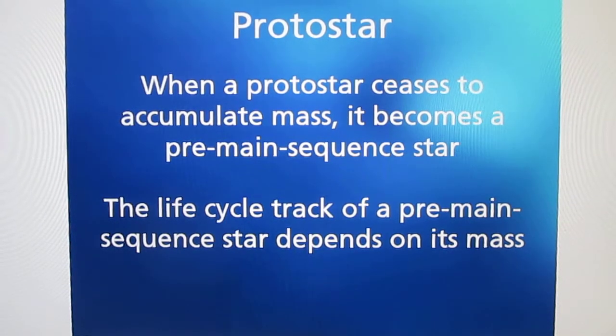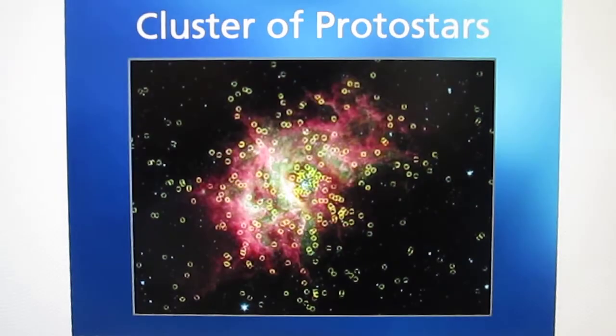The life cycle of all stars depends on their mass. Clusters of protostars are indicated by yellow circles. This nebula, 13,700 light-years away, is converting some of its gas into stars. This infrared image reveals over 300 protostars.